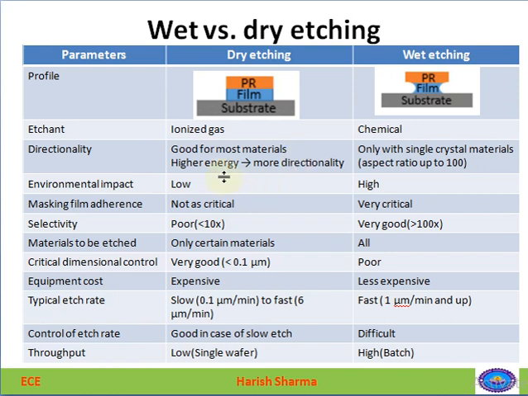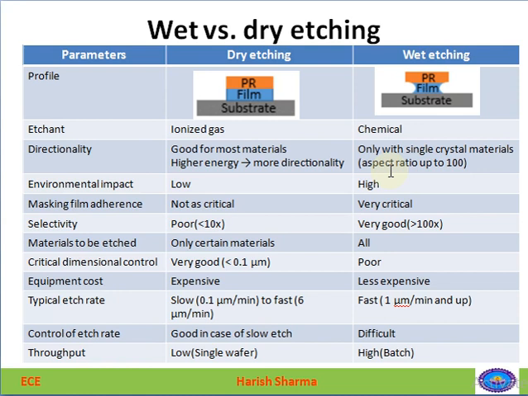Environmental impact is low in the case of dry etching, but in wet etching we are using chemicals, so there is a high environmental impact. The masking film adherence is not as critical in the case of dry etching. A simple mask, such as photoresist, may be used for masking, but in the case of wet etching, simple photoresist can't be used. Another layer for masking we have to use, as we have studied during the wet etching process.